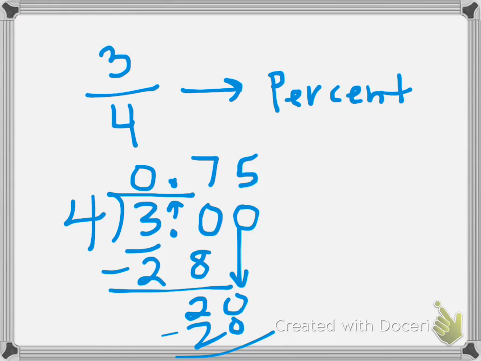To convert 0.75 to a percent, I'm going to grab my decimal and move it 2 times to the right. 1, 2, and drop it off. That means 0.75 is 75%. Your turn to practice.